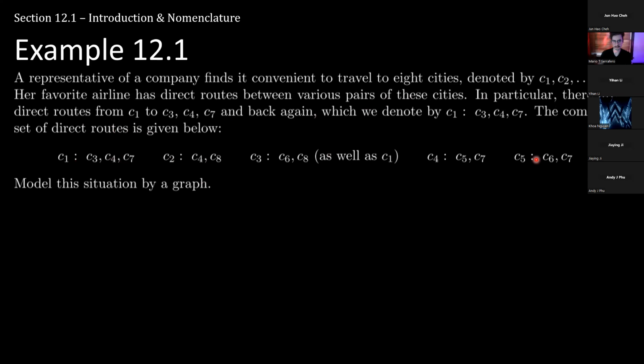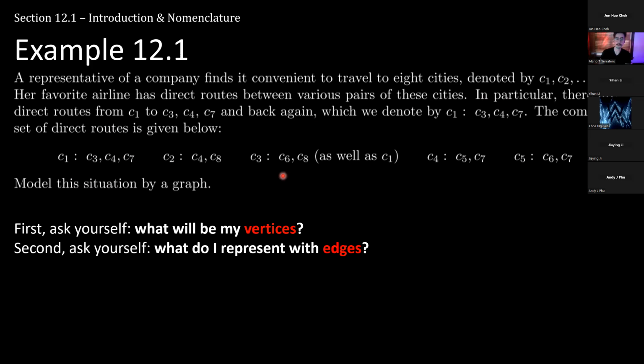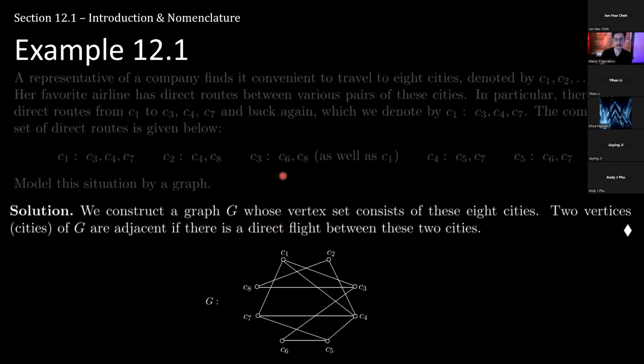So this specifies a graph. This says C1 is related to C3, C4, C7. Now, every time you model something as a graph, you need to ask yourself, what are the vertices and what are the edges? So in this case, the vertices will be cities, and the edges will be whether there exists a direct flight between those cities. So then we can model the graph in this manner. If you see here, C1 is related to C3, C4, and C7. So C7 is here, C4, and C3. And so you do it like this.